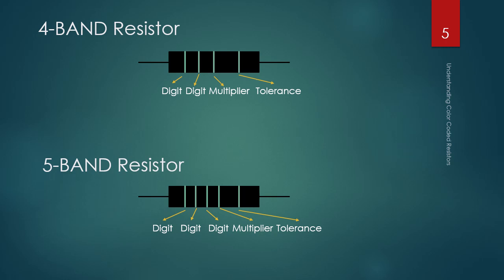For a 4-band resistor, the leftmost band is the first significant digit. The second band is the second significant digit. The third band shows the multiplier and the fourth band is the tolerance. Similarly, for a 5-band resistor, the first band is a significant digit, the second and third bands are also significant digits. The fourth band is the multiplier and the fifth band is the tolerance value.